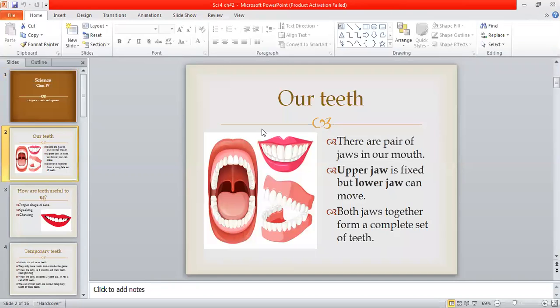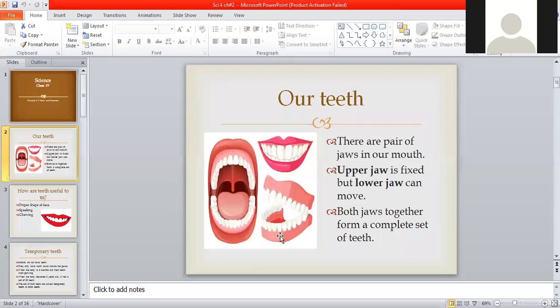So there are the pair of jaws in our mouth. Where I move my cursor, everyone see that there are two jaws there. First is upper jaw, second is lower jaw, and the reddish area in which our teeth are going to be embedded is known as the gums. Our gums are the protective layer behind our jawbone. So our teeth are embedded in these jawbones, and the reddish area above the teeth and below the teeth is known as our gums.